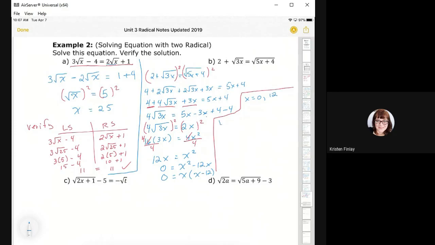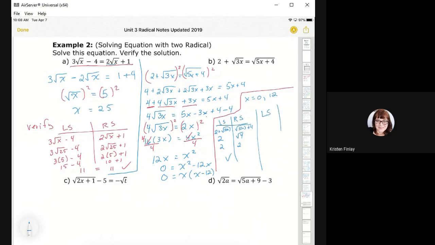Now, putting those in, left side, right side, I'm going to squinch them in. So testing x equals 0. So we'll do that one on this side. So that'll be 2 plus root 3 times 0. And on this side, root 5 times 0 plus 4. Sorry, it's so tiny. So this will be 2. This will be root 4. So 2 and 2. So this one works.